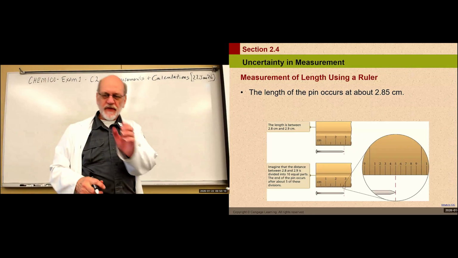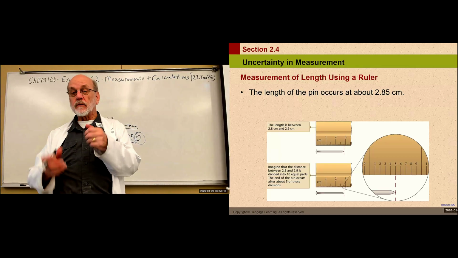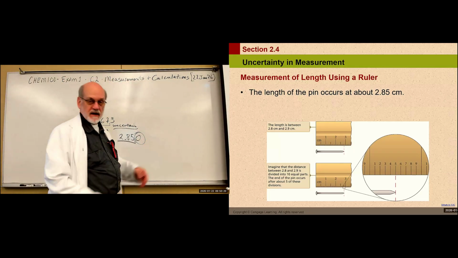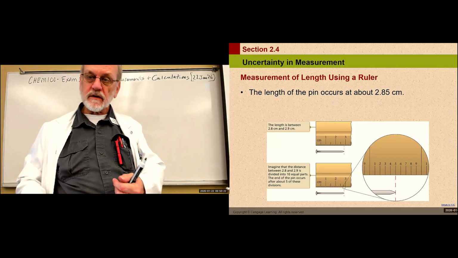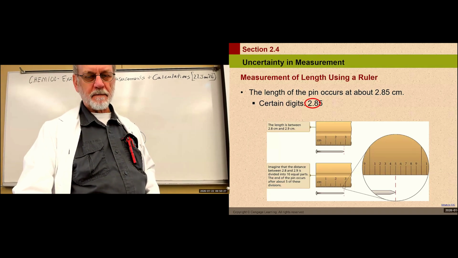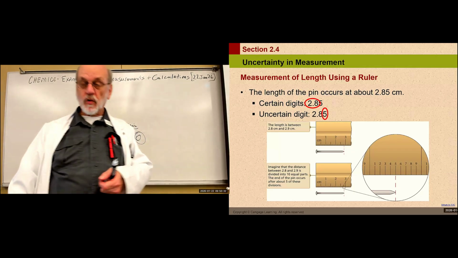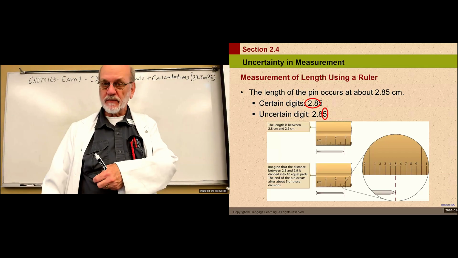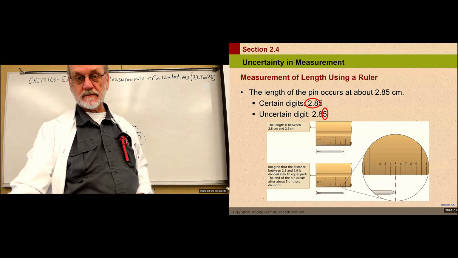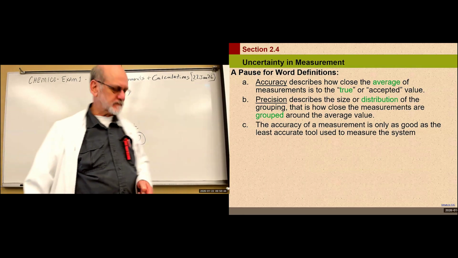A better example would put the end of that pin between the 5 and the 6, or between the 3 and the 4, and then we would estimate the last one. But this estimate places the uncertain value at 0. See, that's the problem. We actually have a value for 5, but if we write it that way, then I'm going to assume that that 5 is a guess. Okay.